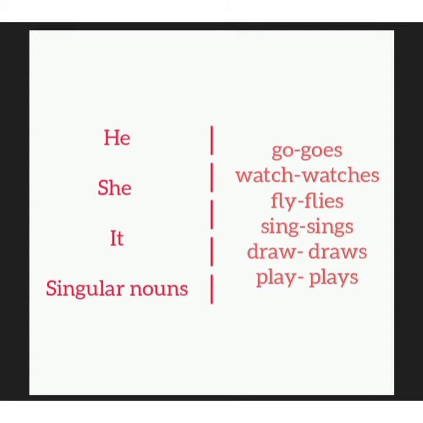Play becomes plays. Here, the word play also ends with the letter Y, but it is preceded by a vowel A. We cannot replace Y with IES. Because it is preceded by a vowel, we can simply add S to the verb and it becomes plays. So we can say he goes, he watches, he flies, he sings, he draws, he plays.